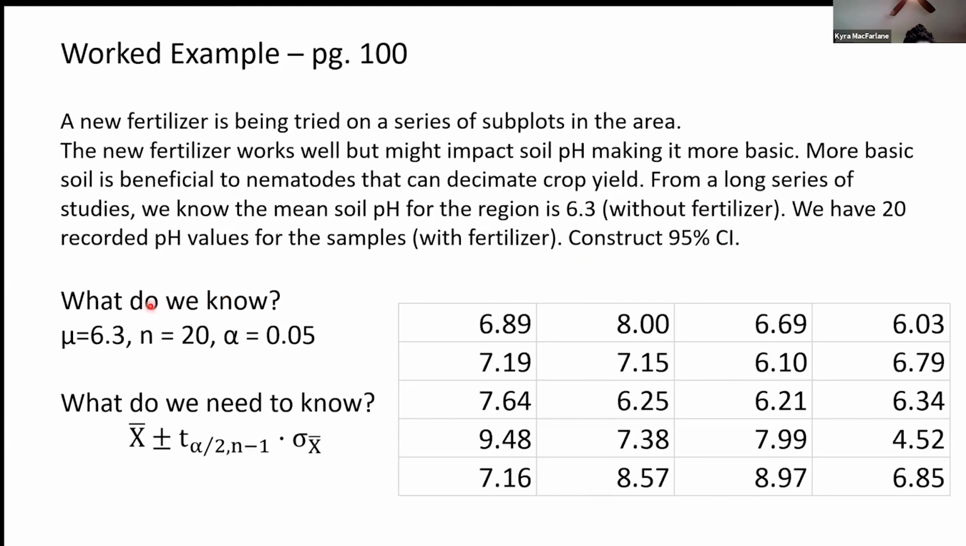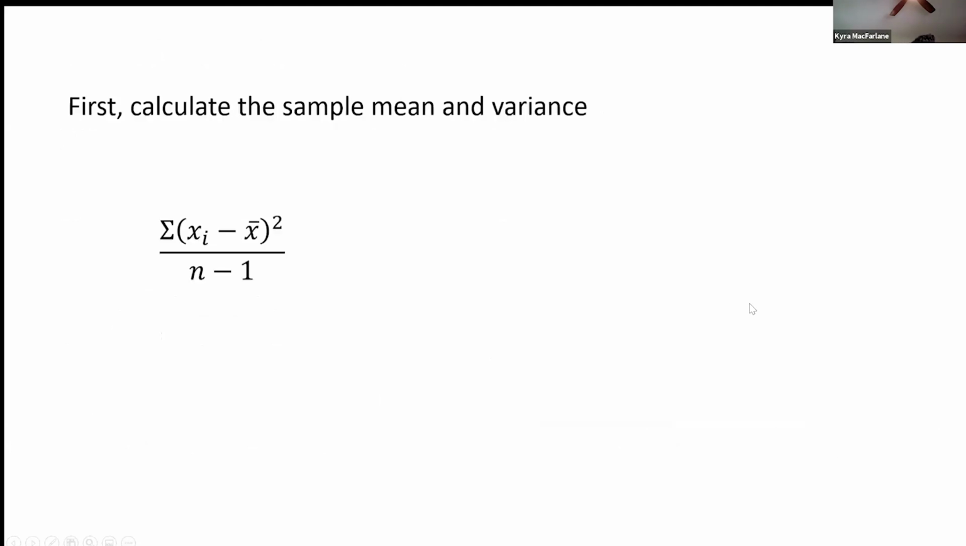So what do we know? We know that our mean is equal to 6.3, our sample size is 20, and our alpha value is 0.05. Because we're constructing a 95% confidence interval, that means the remainder is alpha. We need to know the mean, our t-crit, and our standard error. So we first calculate the mean and variance.